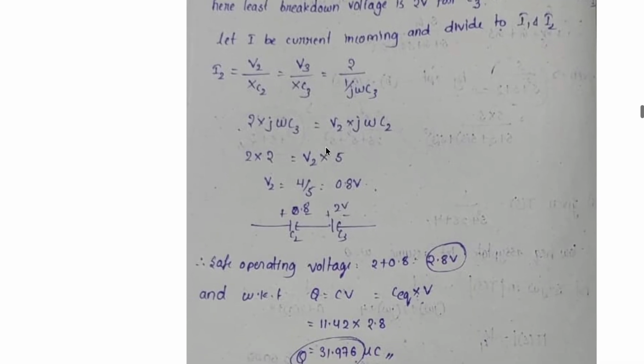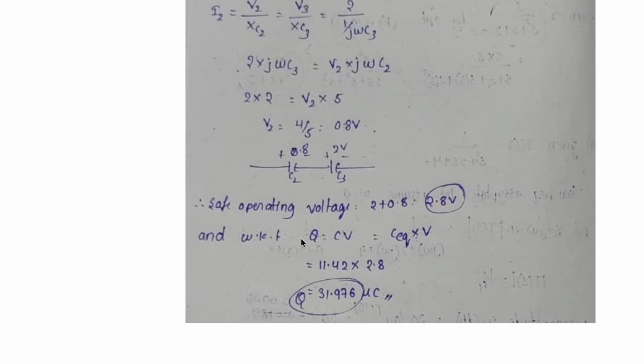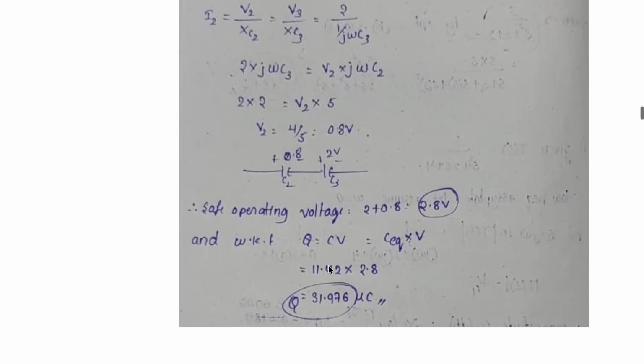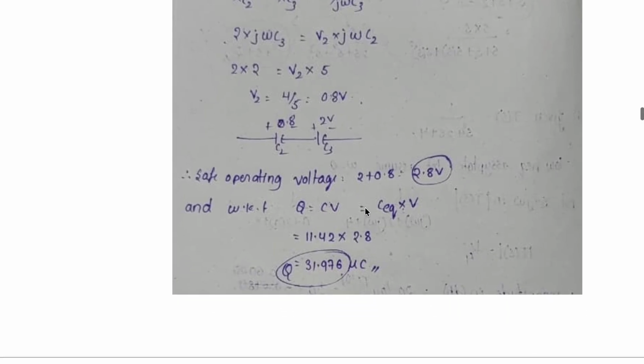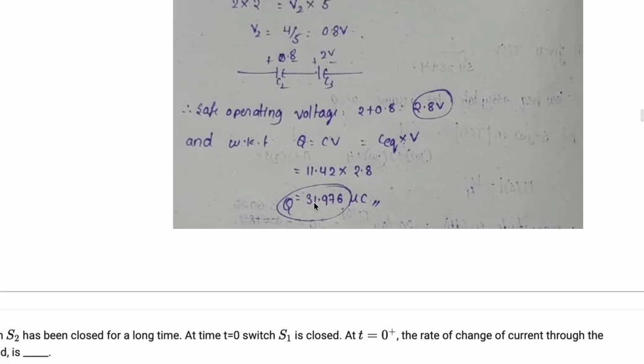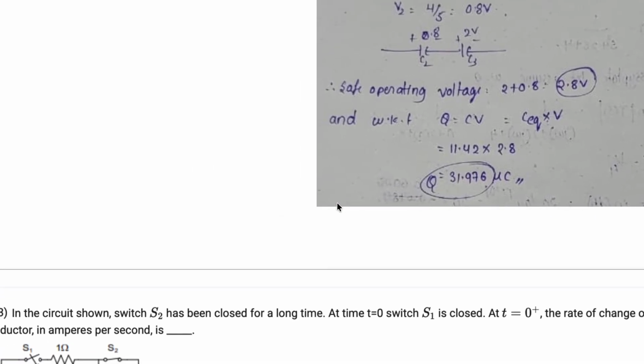So sorry, 2.8. So the safe operating voltage is 2.8 volts. And we also know the basic equation Q is equal to CV. Everybody knows that for capacitors in parallel we directly add them, so C equivalent is 11.42. So Q is equal to CV. Substituting the values, 11.42 into 2.8, we get 31.976 microcoulomb. So moving on to the next question.